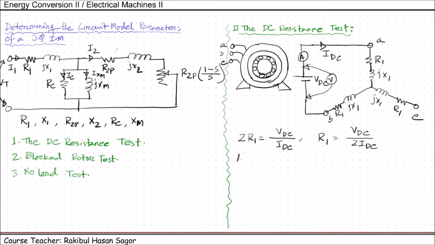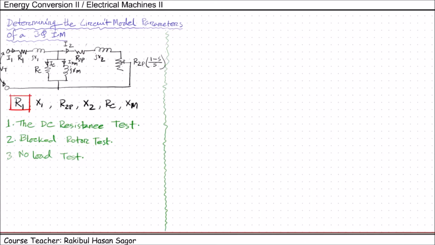So the AC resistance R1 can be found out by multiplying 1.25 with R1, which is the DC resistance. So we can say this is R1 DC. This will be the more accurate AC resistance. So the value of R1 is determined by the DC resistance test. Next we will go for the blocked rotor test. So the second test is the blocked rotor test.